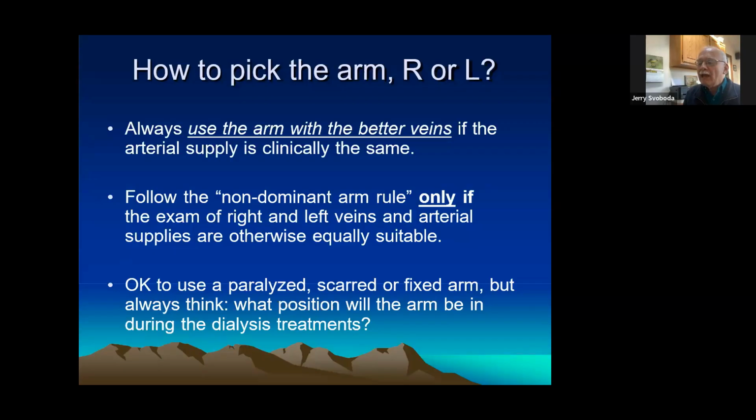You can make an AV fistula in a paralyzed arm, a scarred arm, an arm that won't bend, but you always have to keep in mind what position the patient will have the arm in during their dialysis treatment. The importance of that becomes apparent only as you gain experience as a fistula surgeon. But always use the arm with the better veins. Even if the patient says, oh, but I dig ditches for a living, how can I use this arm? They will be able to use their fistula arm.